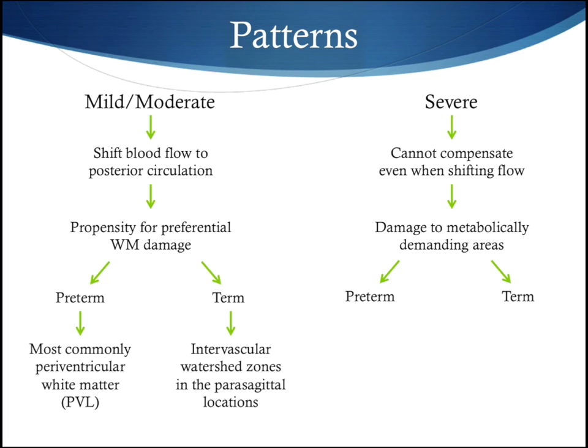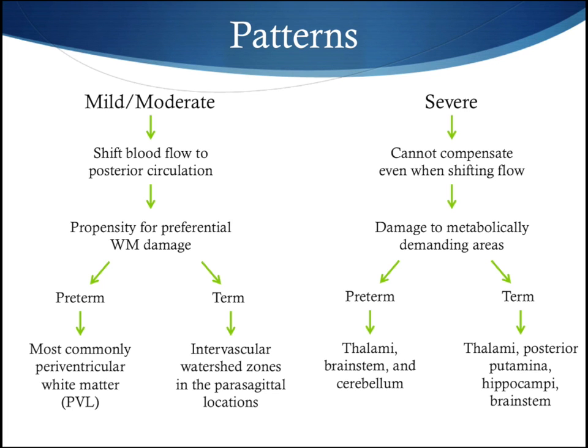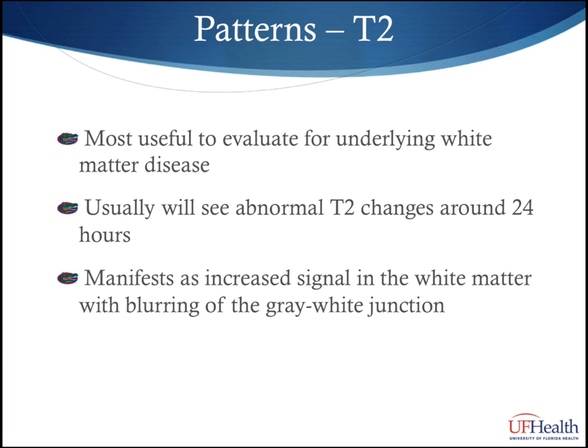Therefore, while the propensity for white matter damage is the same in mild to moderate hypoxic states, the distribution differs in the preterm and term infants, primarily because of the shifting of the vascular supply with increasing gestational age. In severe injury, again, the most at-risk areas are those that are most metabolically demanding. There's not quite as drastic of a difference between the areas involved in preterm and term infants in the severe hypoxic case. The thalami and posterior putamen are more commonly seen, while areas such as the hippocampi, cerebellum, and brainstem are typically only seen in profound cases.